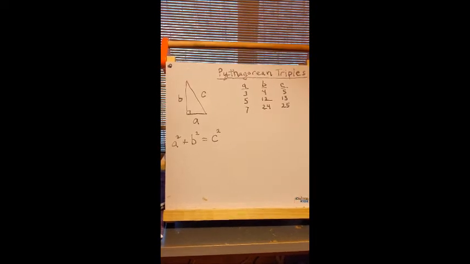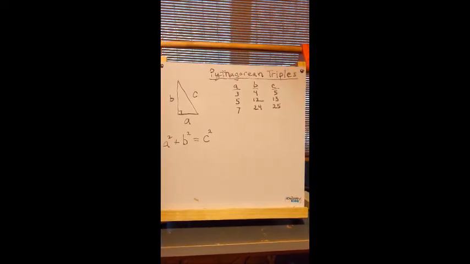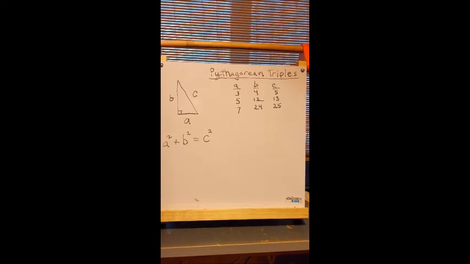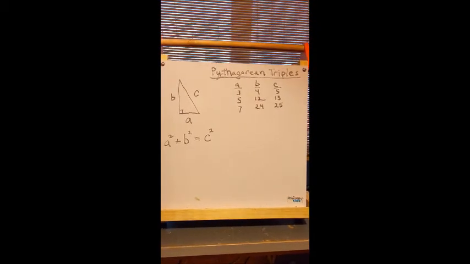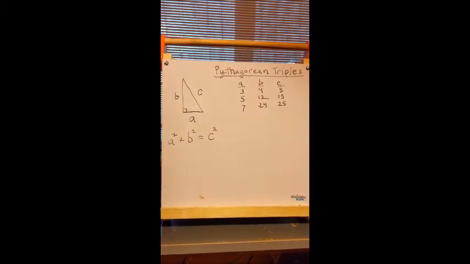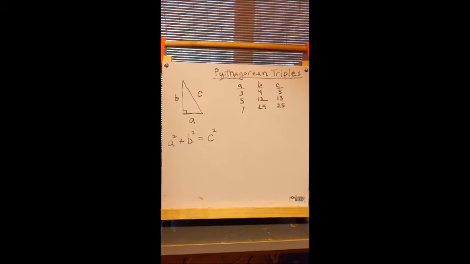But what if you just choose any odd whole number greater than 1 for the length of the shortest leg, for instance 7, square it, get 49, subtract 1 from that, that's 48, divide by 2 is 24, that's your long leg, add 1 to that, 25, and that's your hypotenuse.